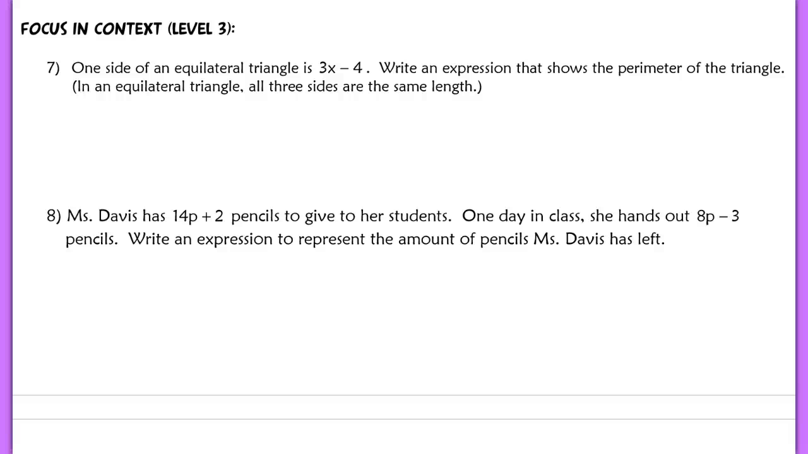Alright, this is part 2 of XEI 303. So these are going to be focus and context questions, meaning you're going to have to combine like terms within a real-world scenario.